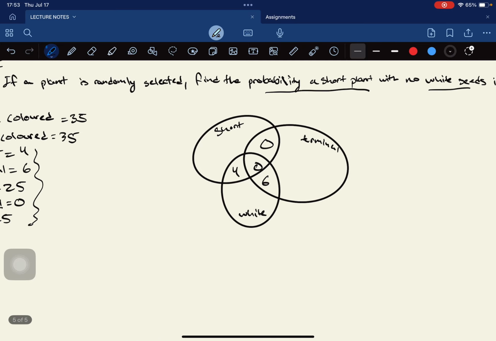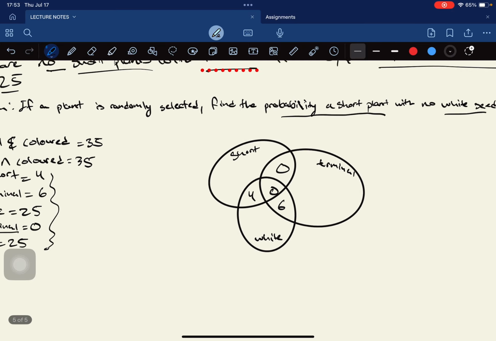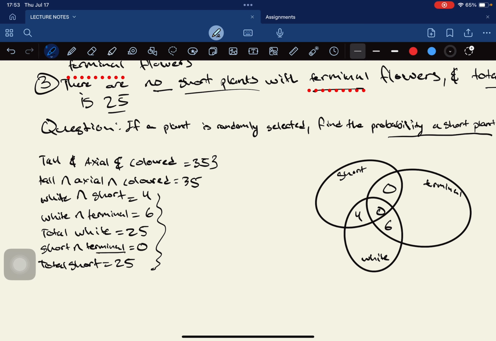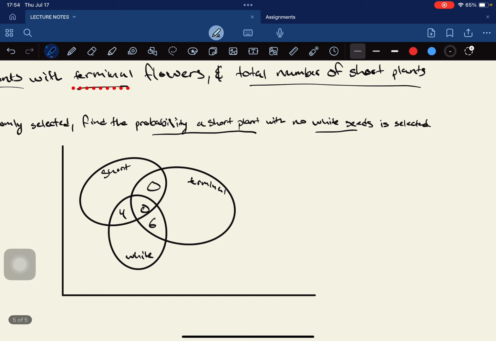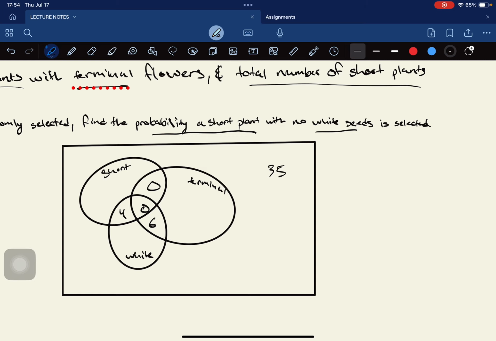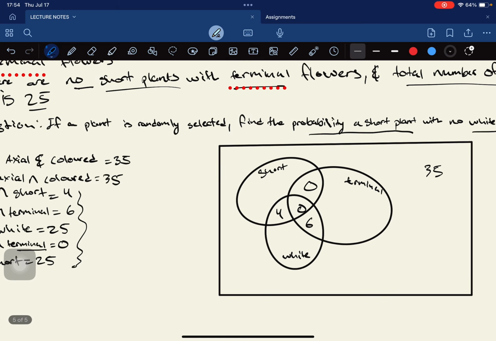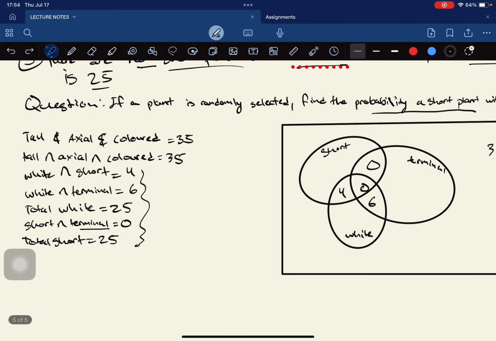And now, since we have all the middle parts in, we have one more value, which is this. So you ask what would we do with this one right here? We would make a box like this. Okay, so that would be 35, right? And that's from here because it doesn't go inside the box; it goes outside. So that would be the tall axle and colored seed.